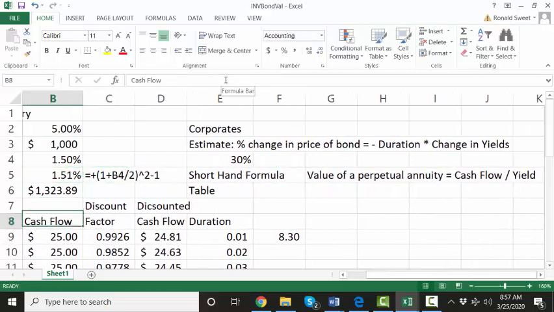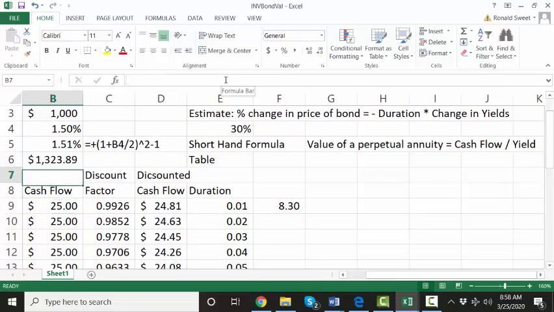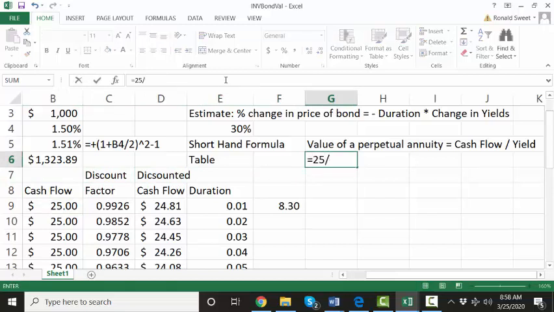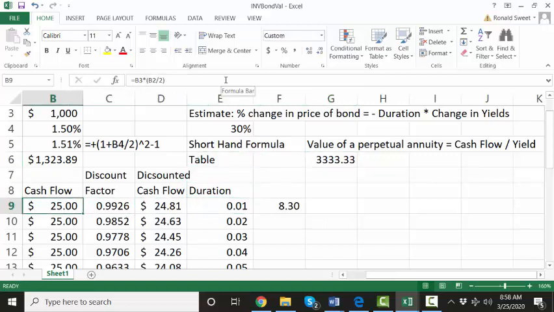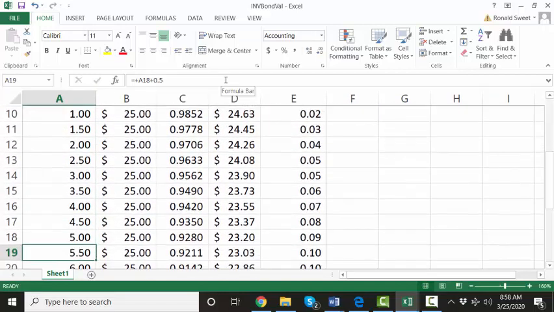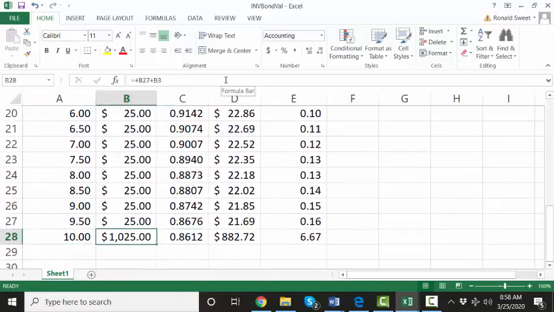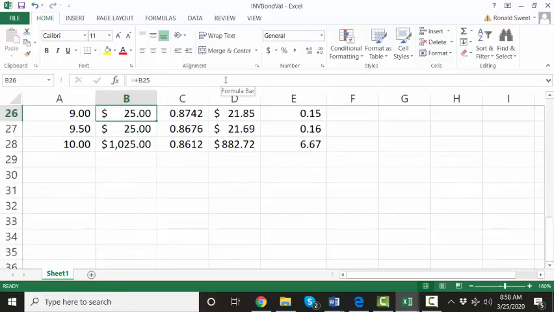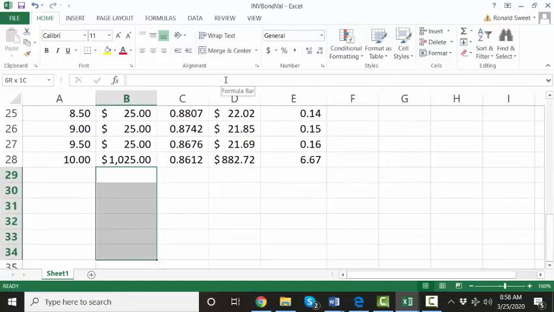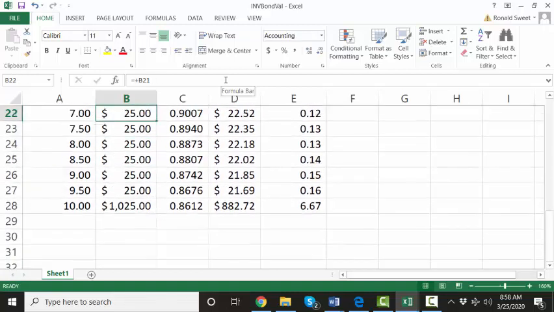So let's start off. What would be the value of $25 every 6 months for all of eternity? The value of that would be the cash flow, $25, divided by the yield. Well, the yield is 1.5%, but this is twice a year, so we have to divide that by 2. So the value of $25 for all of eternity would be $3,333.33. But we're not receiving $25 for all of eternity. We're receiving $25 for 10 years. So we need to subtract out $25 past that 10 years, but we also need to add in the $1,000.